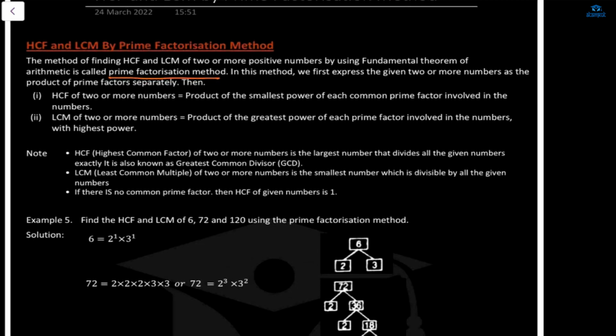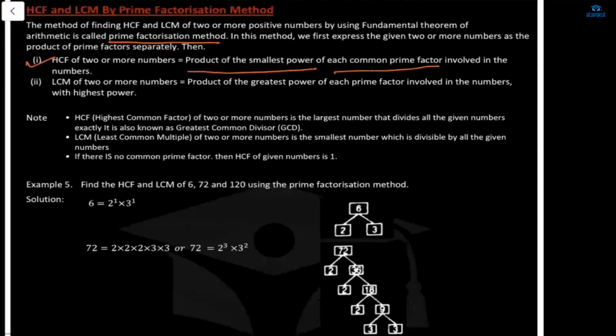Now HCF of two or more numbers is the product of the smallest power of each common factor. You have to remember this. If you are finding HCF, the highest common factor of two or more numbers, it will be the product of the smallest power of each common factor involved in the numbers. And if you are finding LCM, the least common multiple of the numbers, you will take the greatest power of each prime factor involved in the numbers.